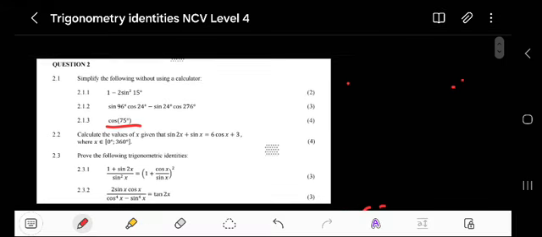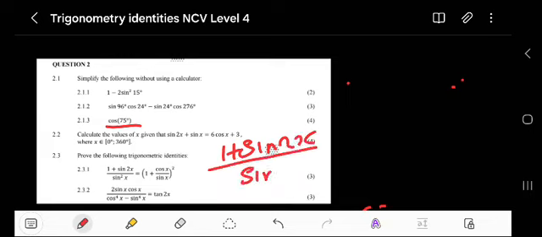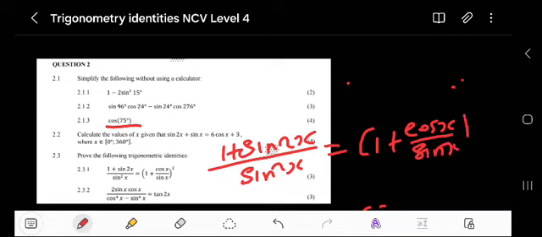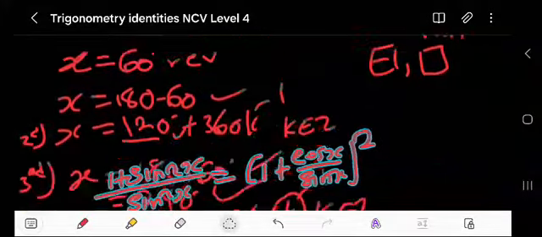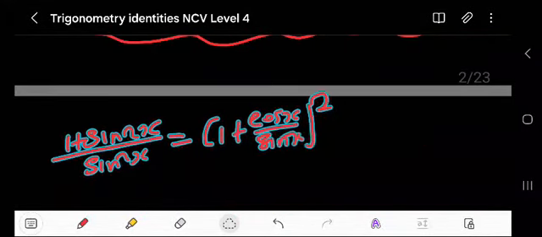Let's go to 2.3.1. We have there, we're just given simply 1 plus sine 2x all over sine squared x must be equal to 1 plus cos x over sine x squared. We should prove, okay, it's a trigonometric identity, we must prove this. We call these proofs trigonometric identities.